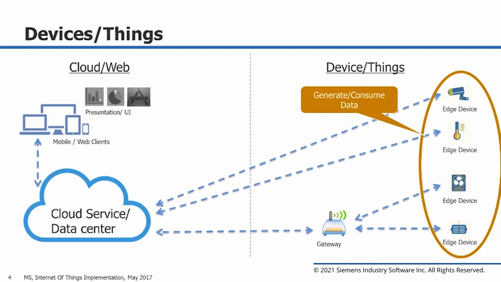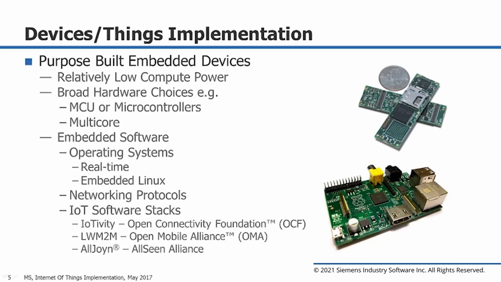So let's start with the devices or things in the system. From an implementation perspective, these are embedded devices with typically low compute power. There is a broad choice of processors or CPUs that can be used to realize these devices. These can be tiny MCUs or rich multi-core processors. Then there is a broad range of technologies available on how to program these devices and what type of embedded software to put on these. Tiny, low compute MCU-based devices can be running low footprint real-time operating systems like Nucleus, or in some cases, they might be running bare metal code.